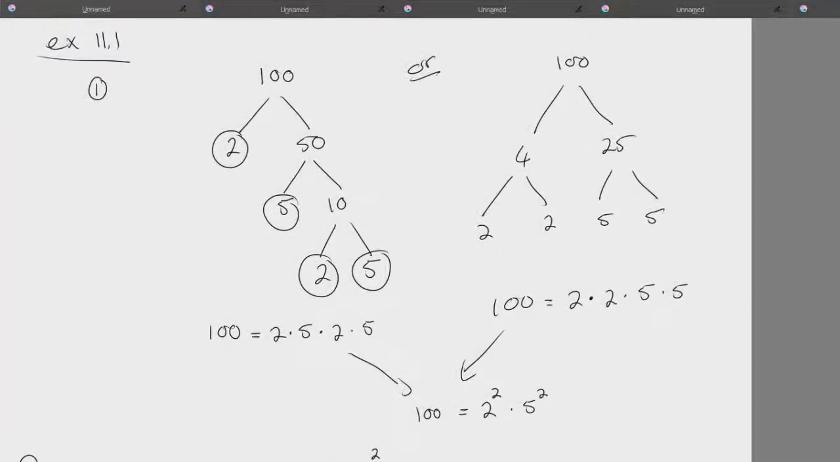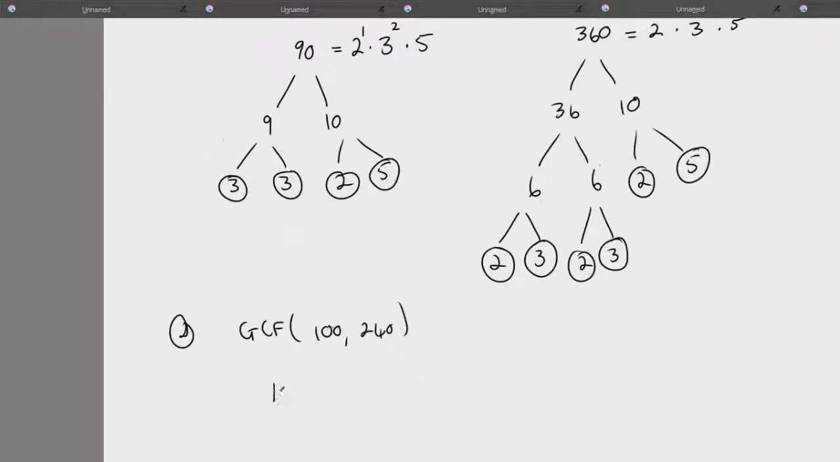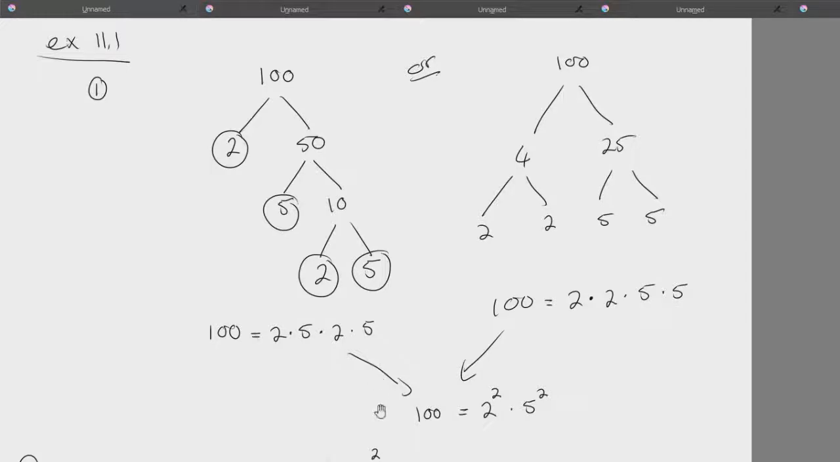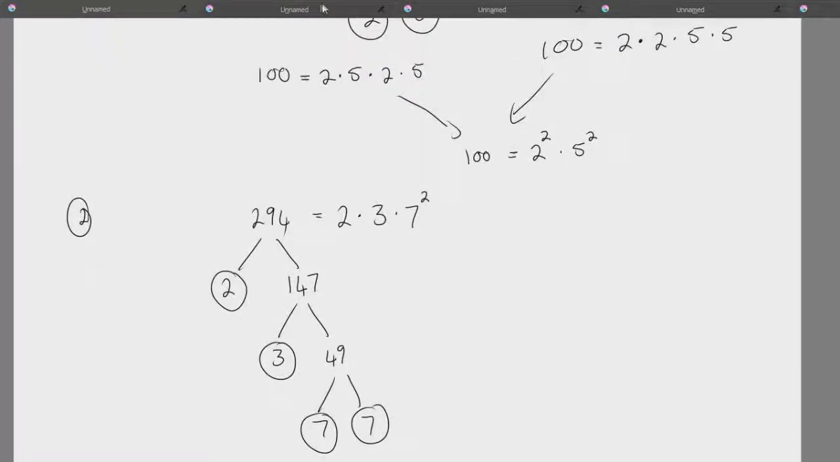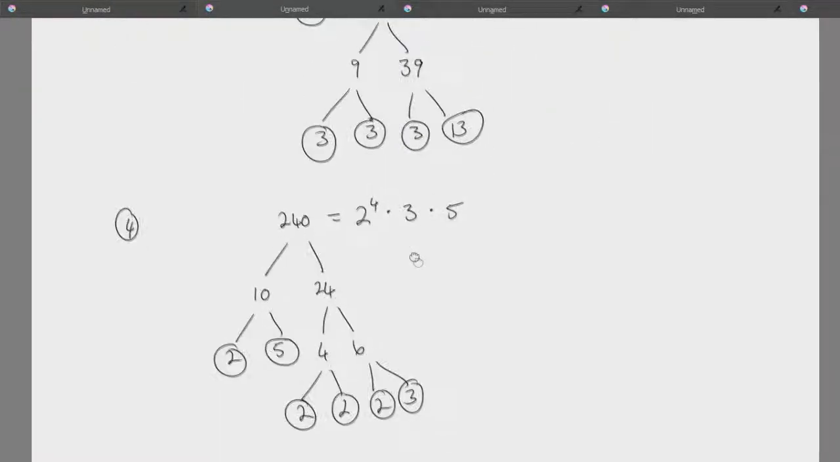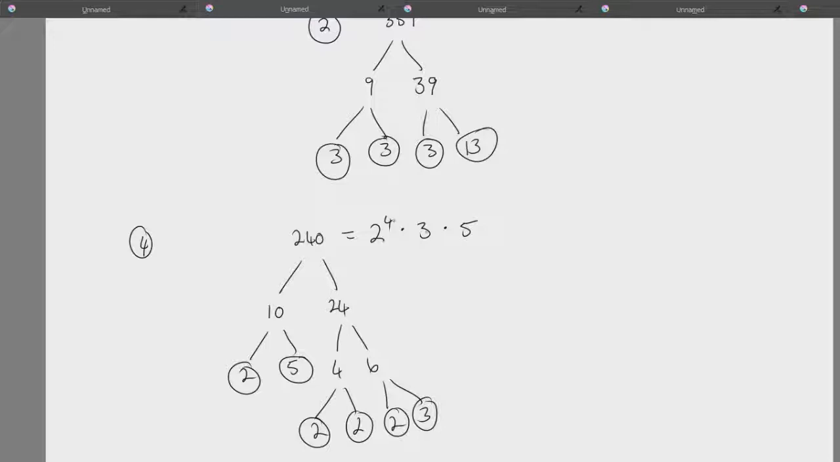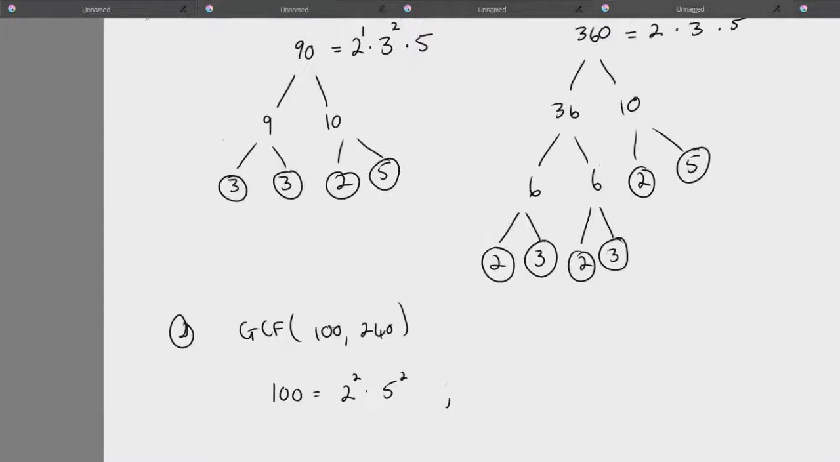100 is 2 squared, 5 squared. And 240, did we do 240? I thought we did. There it is. 240 is 2 to the 4, 3, and 5.